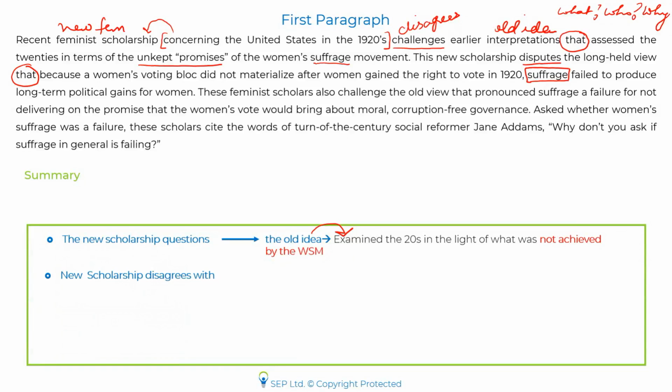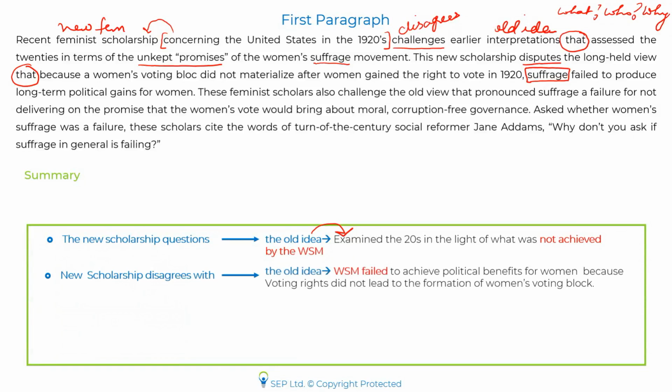So again, the new scholarship disagrees with the old idea. And the old idea is what? The old idea is that the women's suffrage movement failed to achieve long-term political benefits for women because there was no women's voting bloc that developed. So now, if I connect these two sentences, all I have is that the new scholarship disagrees with the old idea. The old idea believes women's suffrage movement was a failure. New scholarship does not think so. All right, see how I have connected the why. I keep connecting the sentences as I read.